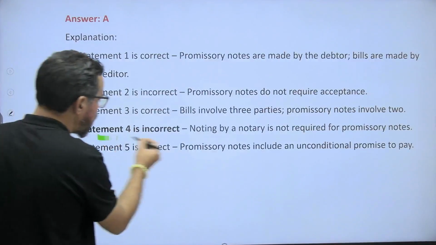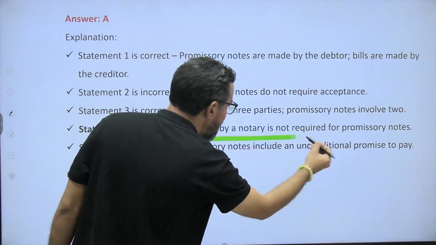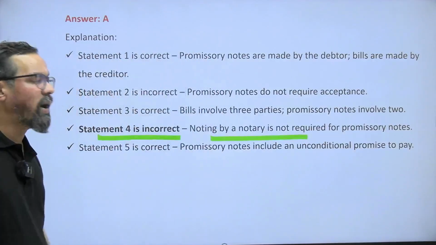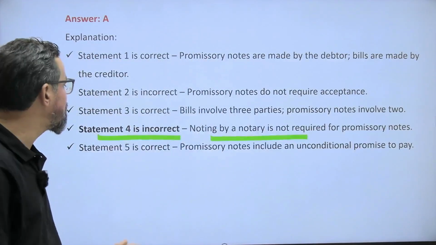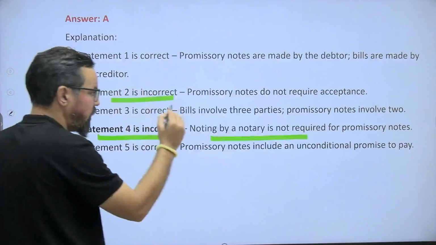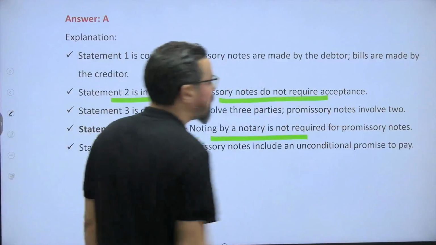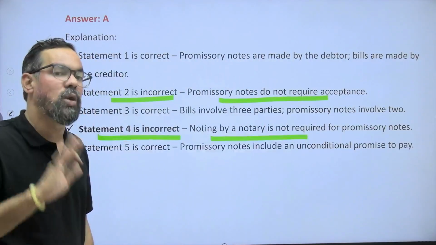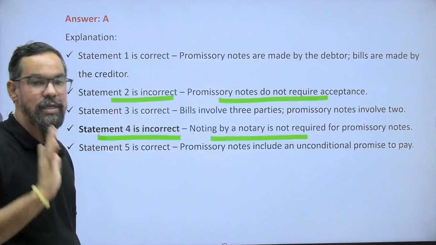So statement 4 was wrong. Noting by notary is not required in case of promissory note, but in case of bill of exchange it is mandatory. Promissory note does not require any acceptance. In case of bill of exchange, again it is mandatory.